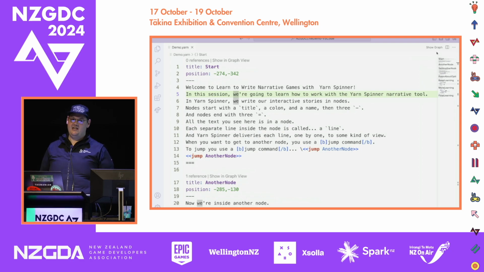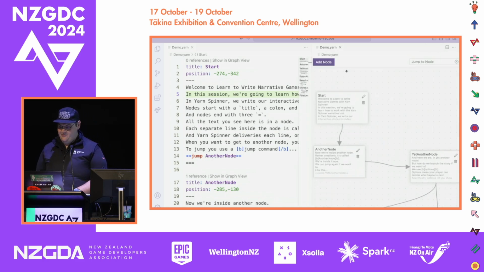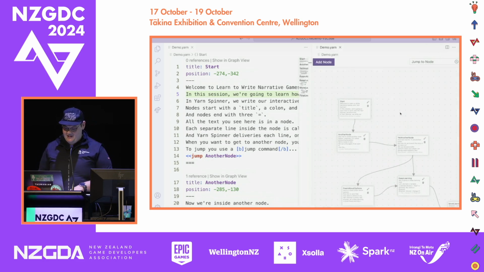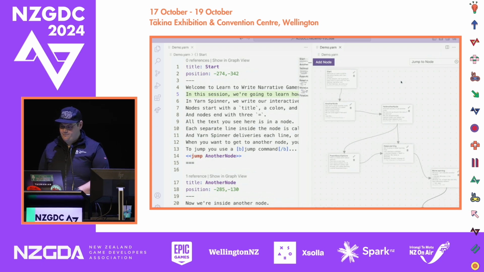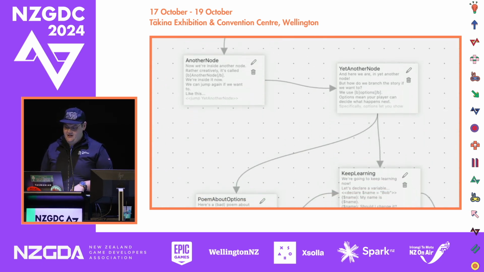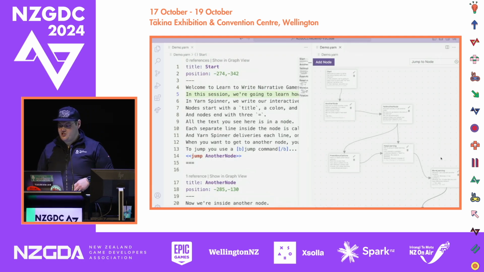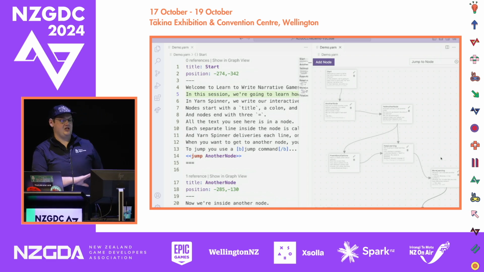So can anyone guess what show graph does? It shows a graph. Very sharp for 3:15 on the last day of a conference, aren't you? So here is the graph view. And this represents the relationships between the nodes that you have created. So you can see here we start with the start node, we move to another node, we move to yet another node, and then we go to either poem about options, we get my bad poem, and then we go back to keep learning, or we go directly to keep learning, and so on. So this visualizes the relationships that you have defined in your Yarn story using the jump commands.